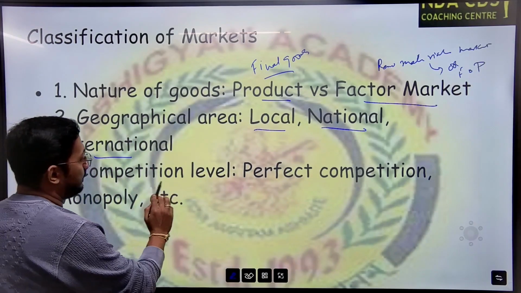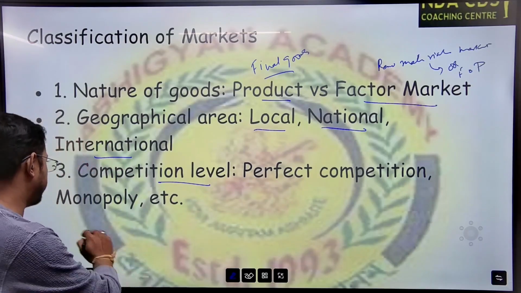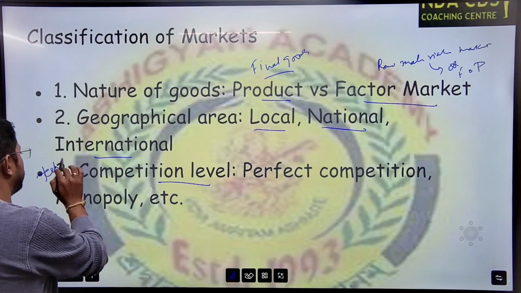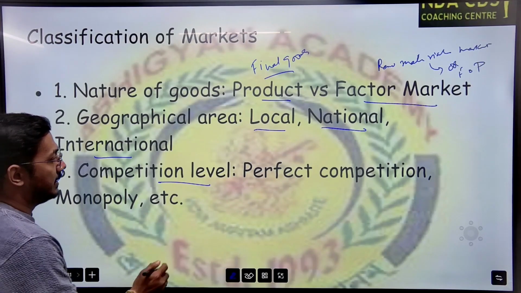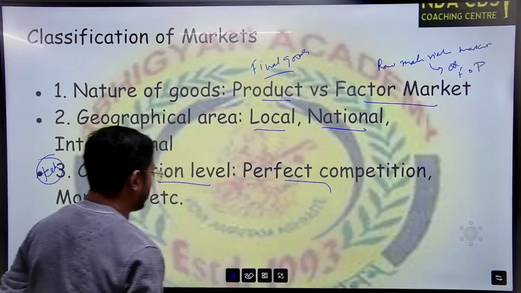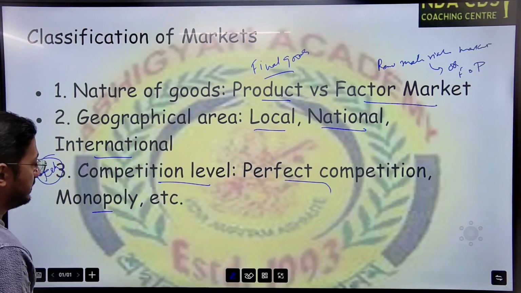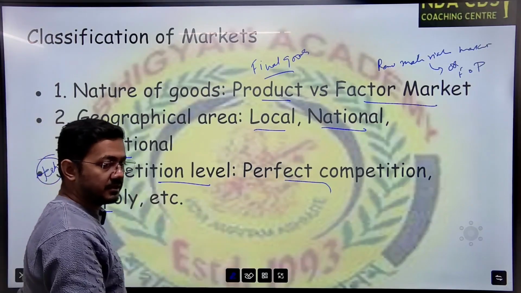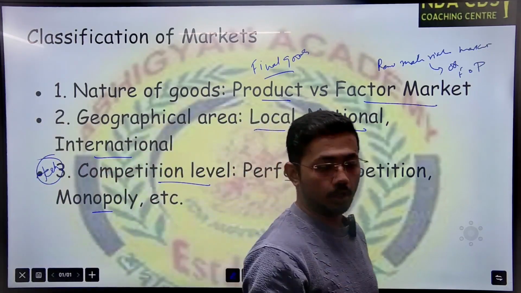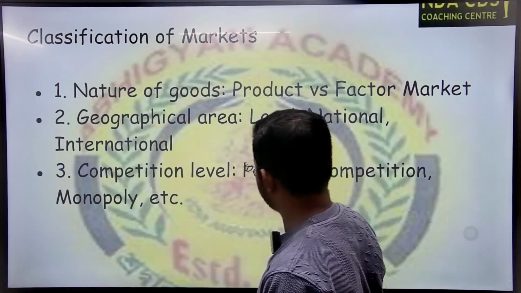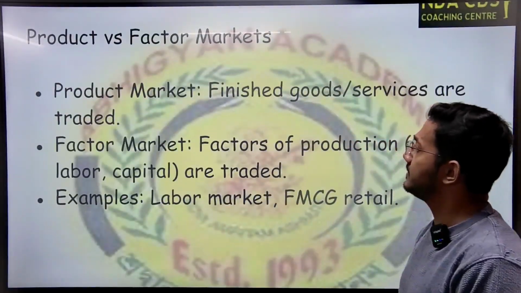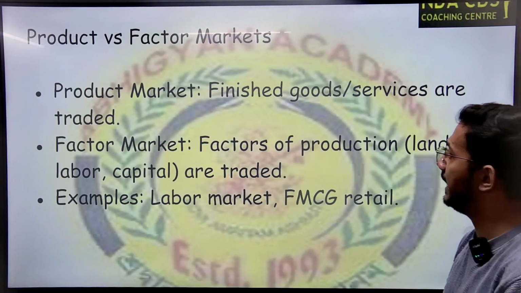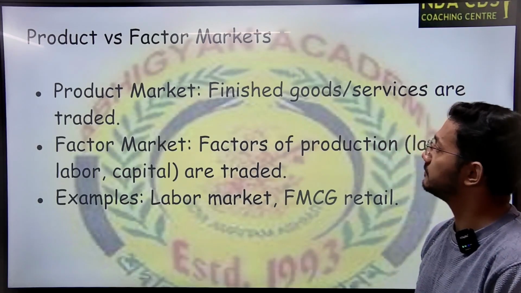Next, competition level. This is very technical, and I will try to explain it to you as easily as possible: perfect competition market, monopoly, then monopolistic competition and oligopoly. Now let's proceed.